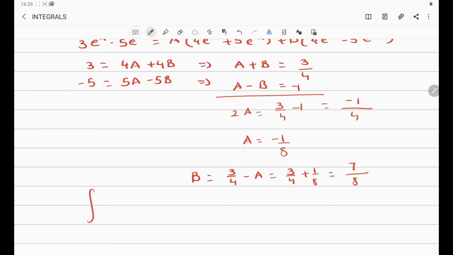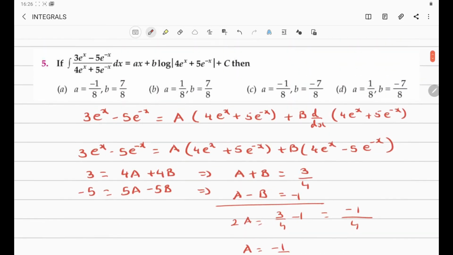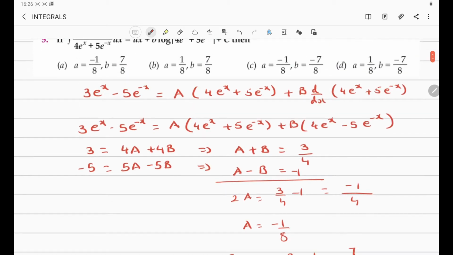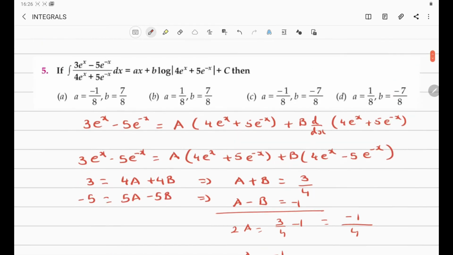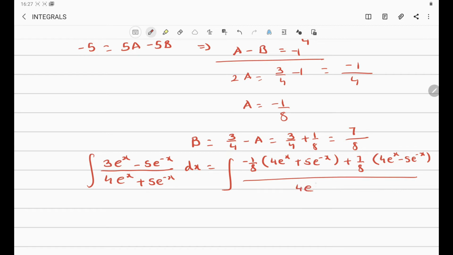So, this integral of 3e^x minus 5e^(-x) by 4e^x plus 5e^(-x) dx can be written as, now that we have found the values of a and b, minus 1 by 8 times the denominator, that is 4e^x plus 5e^(-x), plus 7 by 8 times the derivative of this, that is 4e^x minus 5e^(-x), divided by 4e^x plus 5e^(-x) dx.